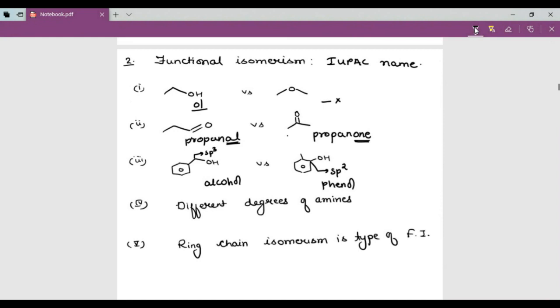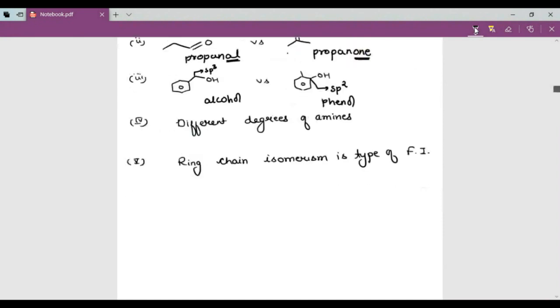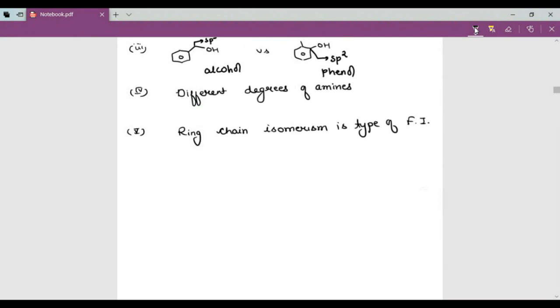Okay, let us move to point number 4, different degrees of amines. Say CH3CH2NH2 and CH3NHCH3. The formula is the same, but one is a primary amine, another is a secondary amine. So if there are different degrees of amines, they are called functional isomers.